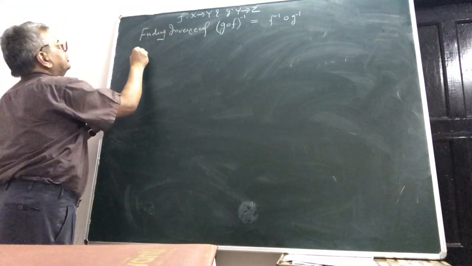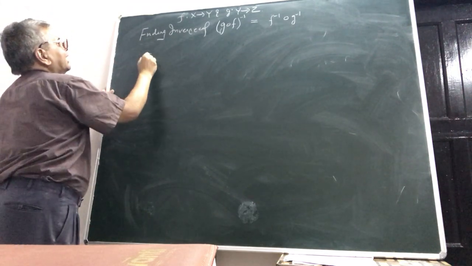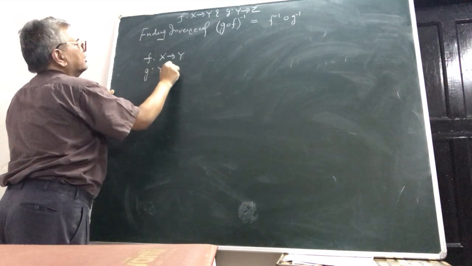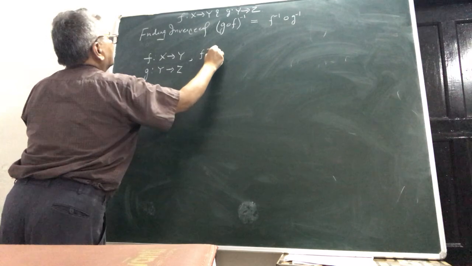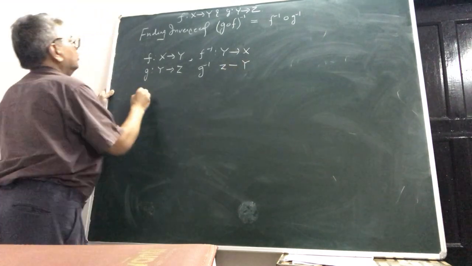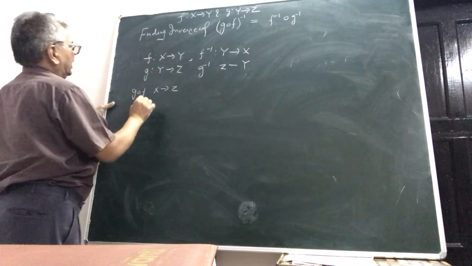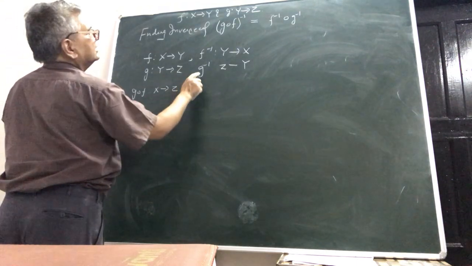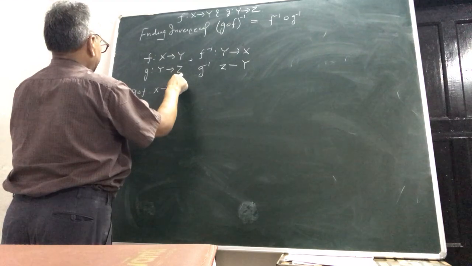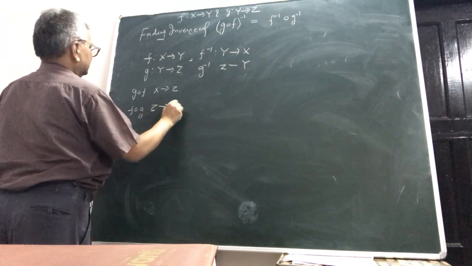First, let me write here all the functions. F is from X to Y. G is from Y to Z. F inverse will be from Y to X. G inverse will be from Z to Y. Now, G∘F will be from X to Z. And F∘G, first under G, so G is from Y to Z, and then Y to X. So it will be from Z to X.